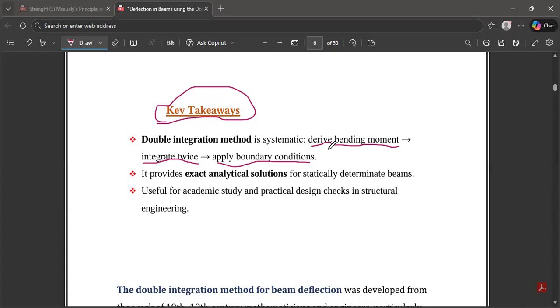Also, the double integration provides an analytical solution for statically determinate beams. When do we say a beam is statically determinate? A beam is said to be statically determinate when the reactions are equal to 3. Okay, good. And also, the double integration method is useful for academic study and practical design checks in structural engineering. So it's very applicable in real life, and it is good to know it.